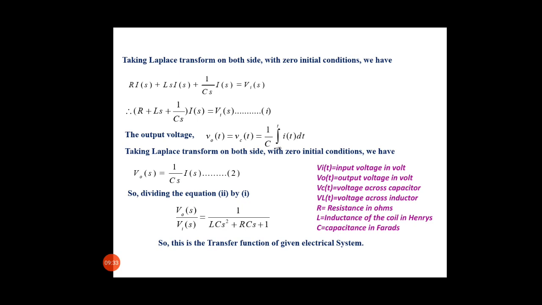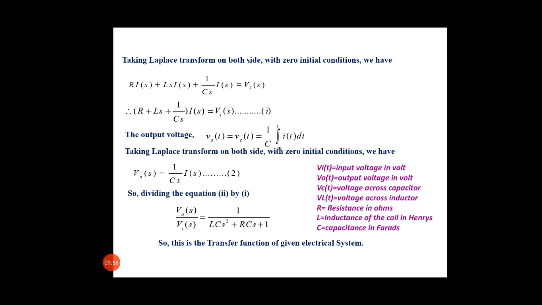Now I am taking common I(s) from this equation. So this equation means the input voltage equation: V_i(s) is equal to (R plus Ls plus 1 by Cs) into I(s), and this is the input transform of the system.